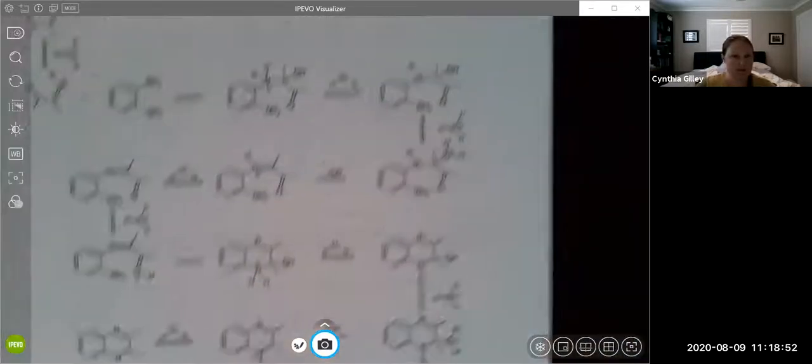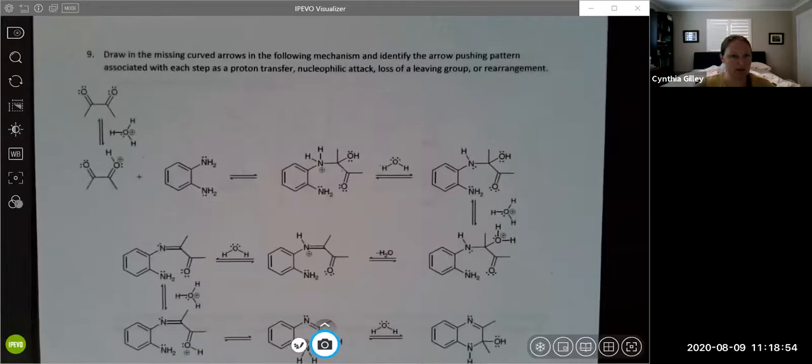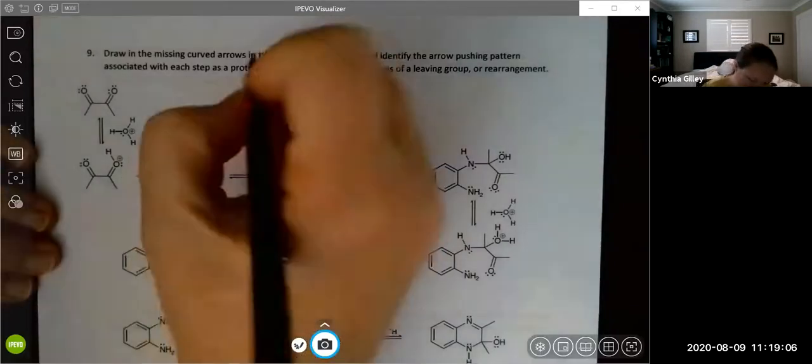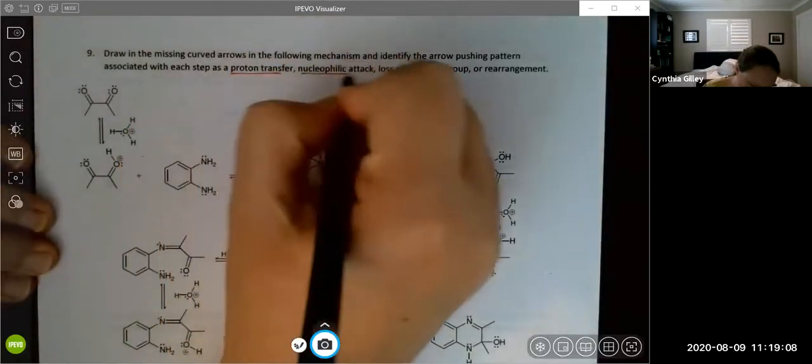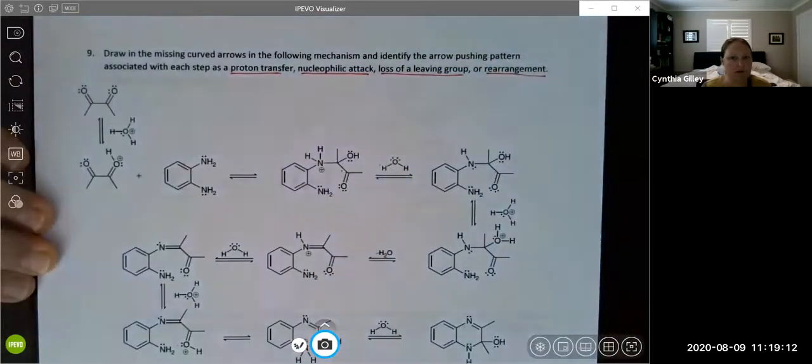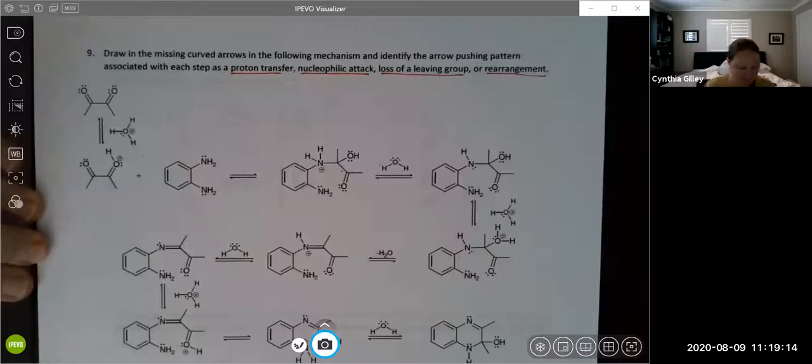Okay, the next one is about drawing in arrows. So drawing in the missing curved arrows for the following mechanism and identifying the arrow pushing pattern associated with each step. And we're either going to call it a proton transfer, a nucleophilic attack, a loss of a leaving group, or a rearrangement. So we just have to carefully analyze what's happening here, right?